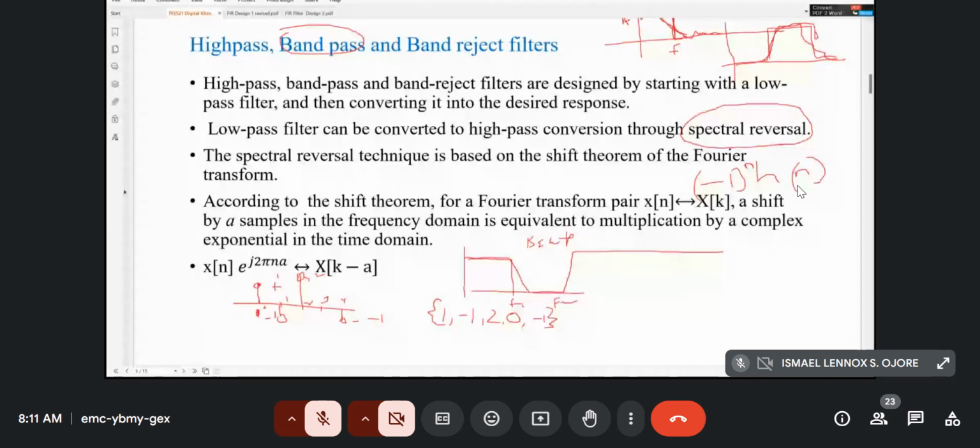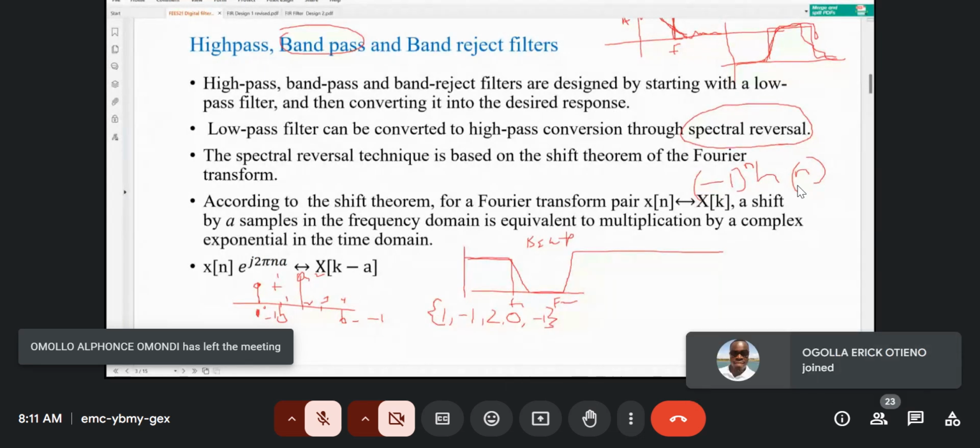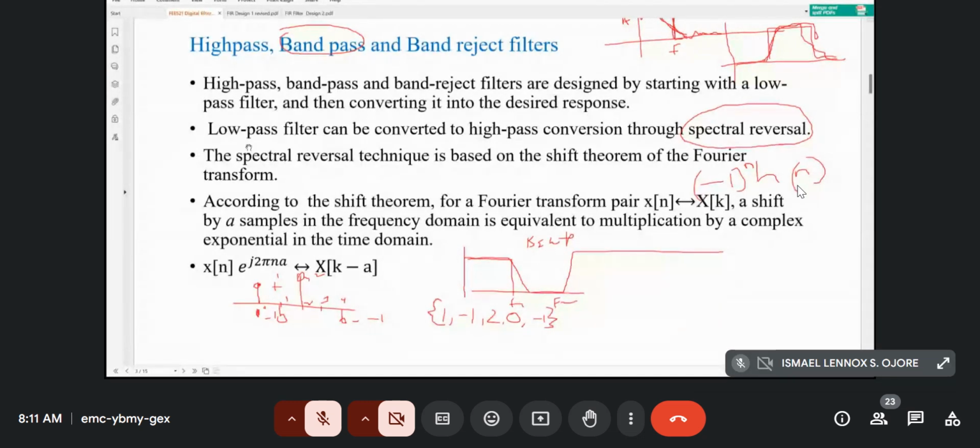At the end of the day, that's how we design IIR filters. We start with analog, and then through various methods, which we are going to look at at the end of this filter topic, you can convert into digital filters. But when we are doing FIR filters and we start off from low pass, we can convert to high pass through what we call spectral reversal.